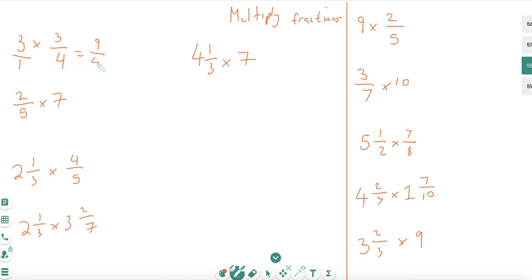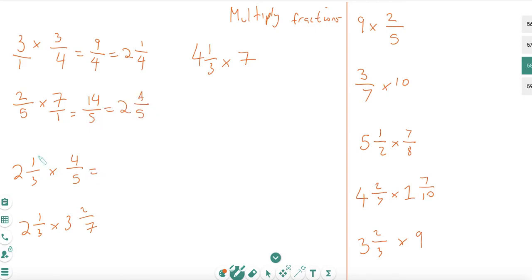1 times 4 is 4. This is an improper fraction. This is a good answer, but let's make it mixed. How many 4s go into 9? 2. 4 times 2 is 8, which is a remainder of 1, and our denominator stays the same. Over 5. This is correct, but let's make it mixed. How many 5s go in 14? 2, the remainder of 4.